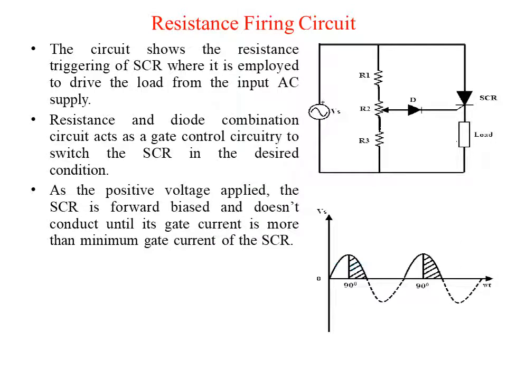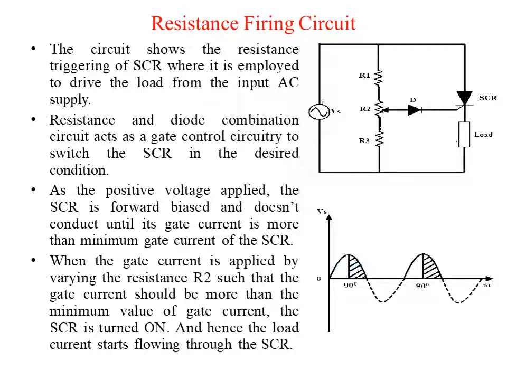As positive voltage is applied, the SCR is forward biased and doesn't conduct until its gate current is more than the minimum gate current of SCR. When the gate current is applied by varying the resistance R2, shown in the figure on the right hand side, such that the gate current is more than the minimum value of gate current, the SCR is turned on, and hence the load current starts flowing through the SCR.